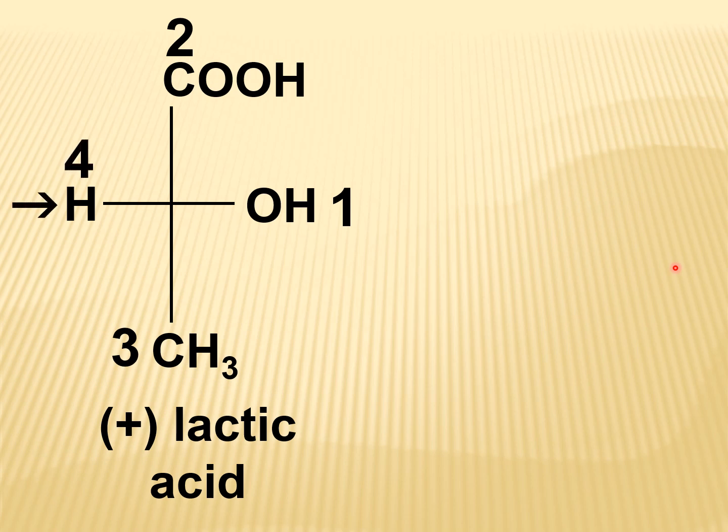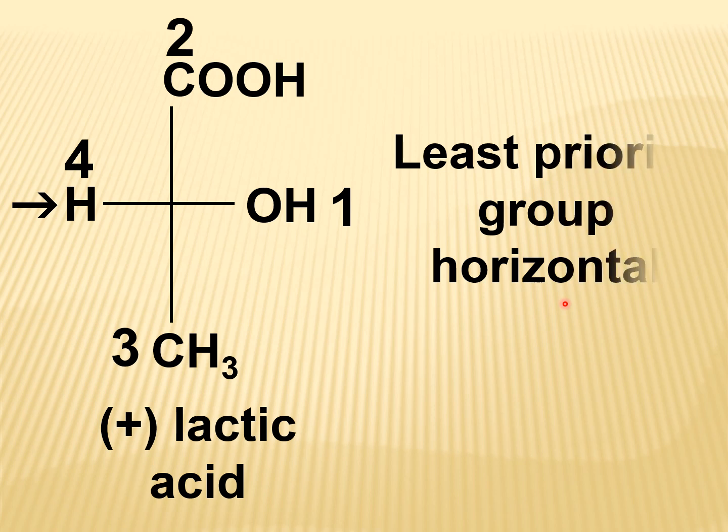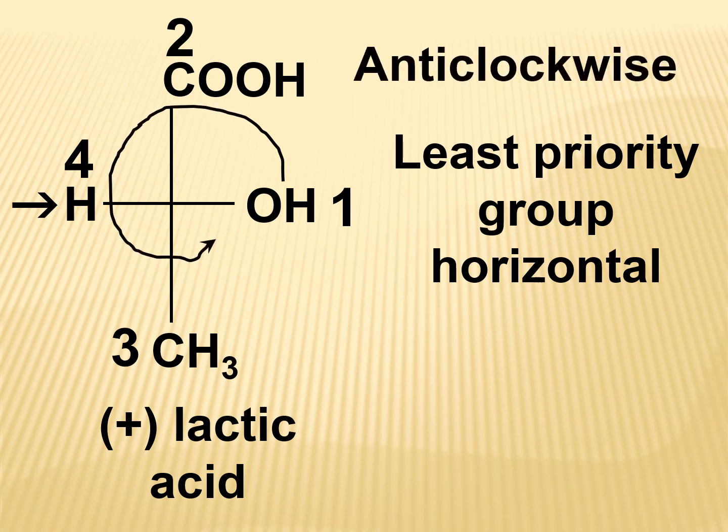We are viewing from a direction behind the least priority group, and we are moving from the first to the second to the third priority. So this movement, the least priority group is in the horizontal position, and we are moving from 1 to 3. This movement is anti-clockwise. Okay, so least priority horizontal means anti-clockwise is R. So the naming of this compound is R lactic acid. Okay, R lactic acid. Now let us see another example.